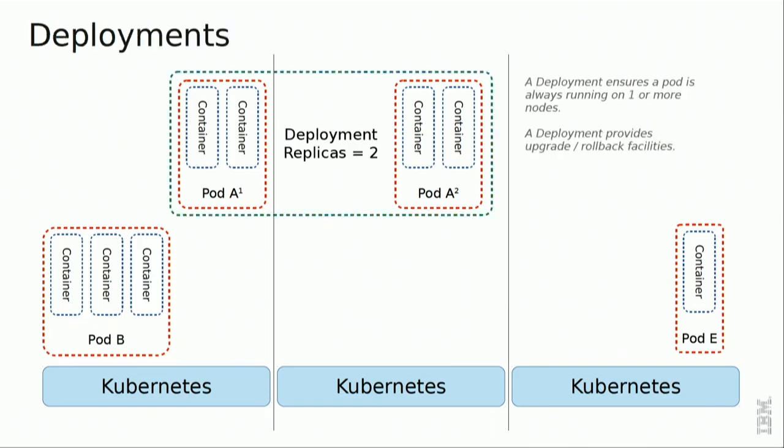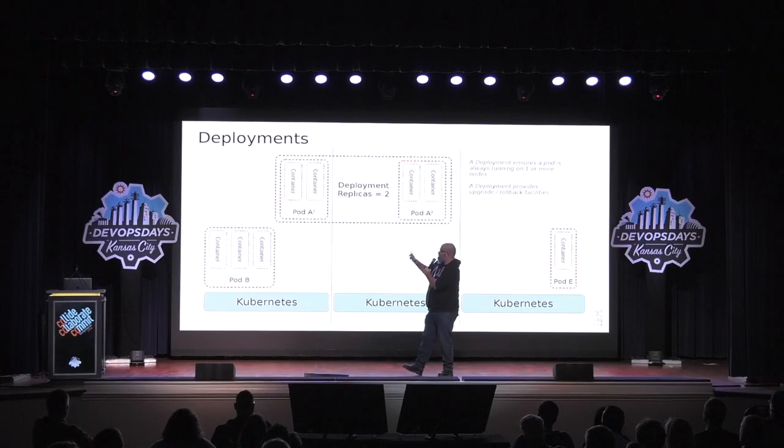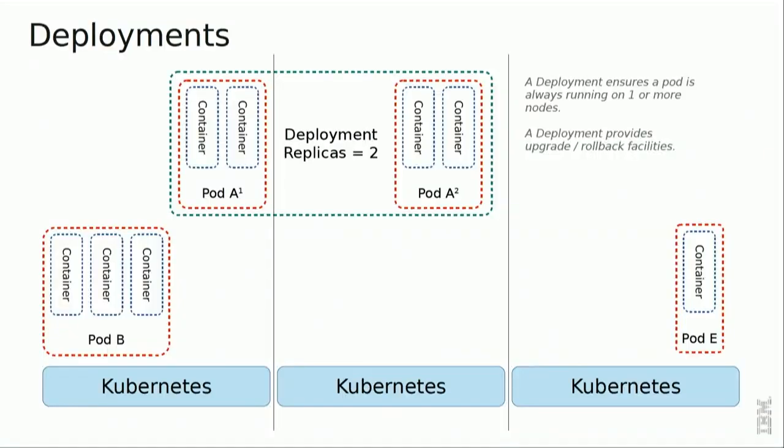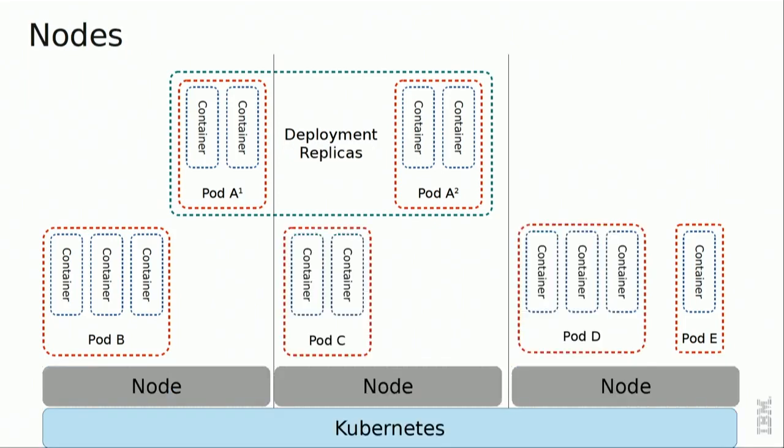Next one. Deployments. So deployments are actually how Kubernetes makes sure that something is running. So in this case, pod A1 and A2 have a deployment replica of 2. So Kubernetes will always make sure that there are those 2 pods running somewhere inside of its cluster.